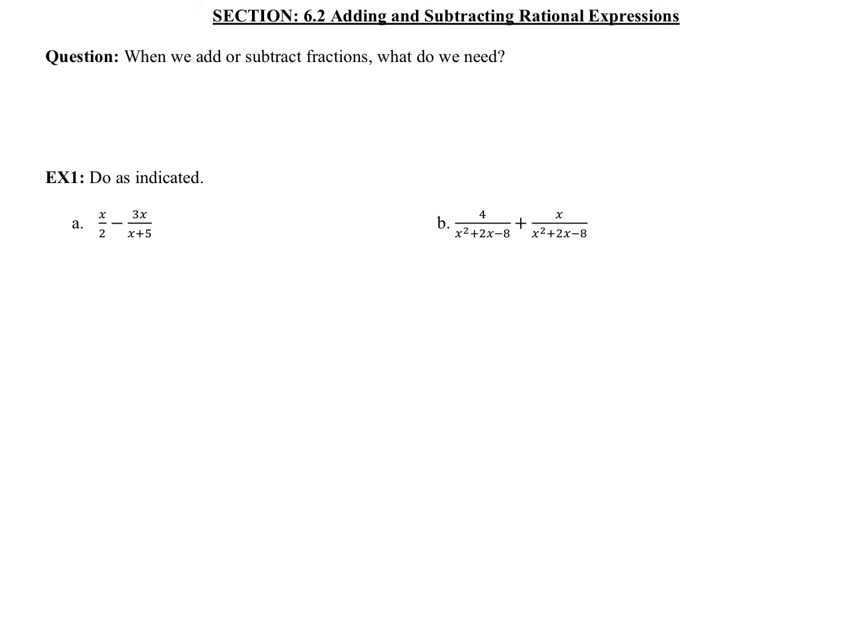We need, remember, a common denominator. We need to create a common denominator. And how do we do that? By the building up property.